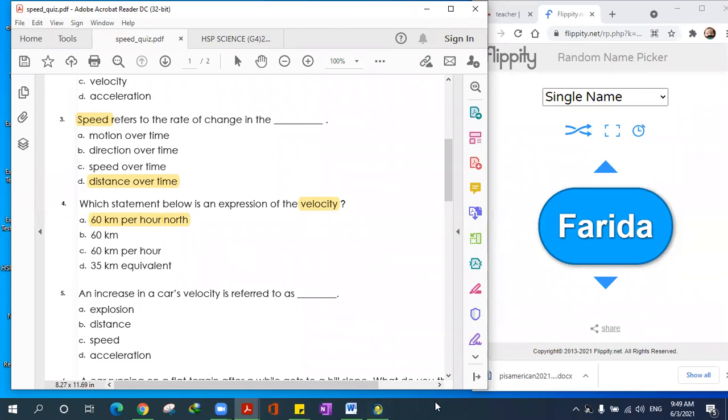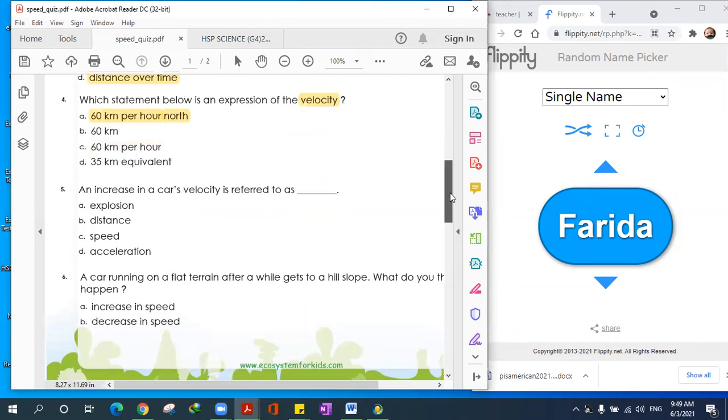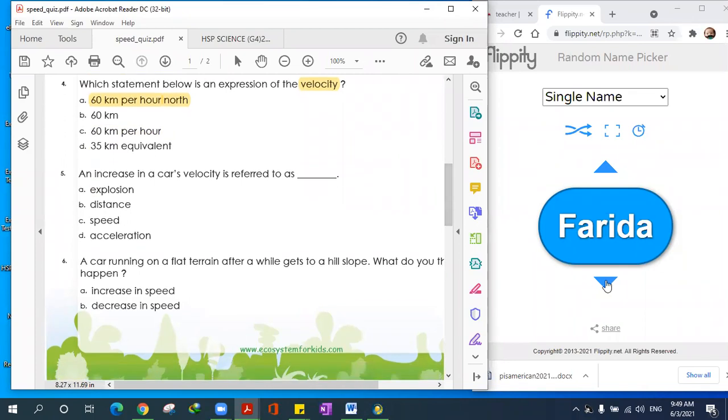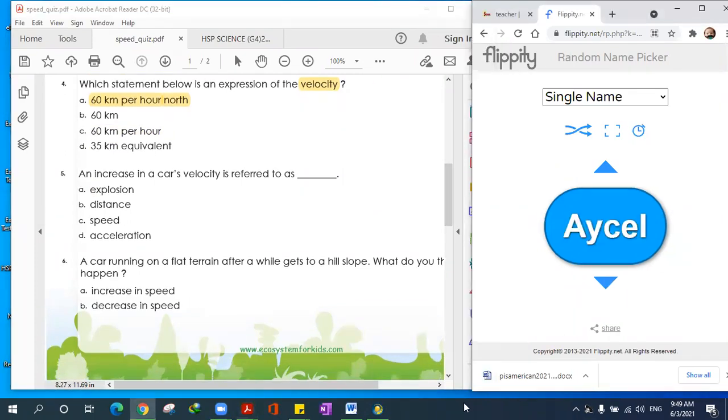Yes, Muhammad, you raised your hand. Do you need to say something? I wanted to say what does it mean by velocity, but okay. Oh, okay, but it was Farida's turn. That's why I was asking her. I know you know the answer. I know you do. Okay, number 5. Let's see who's next. Aysel, do we have Aysel with us today?